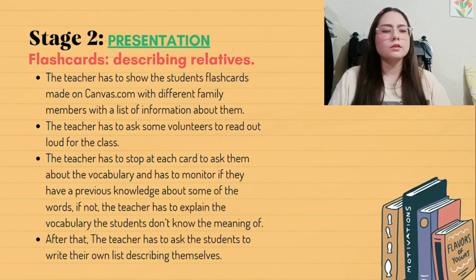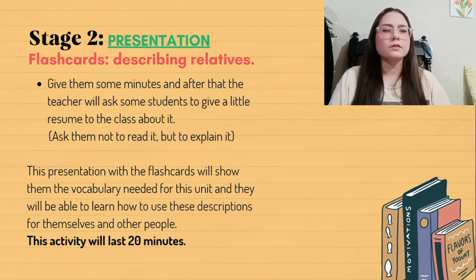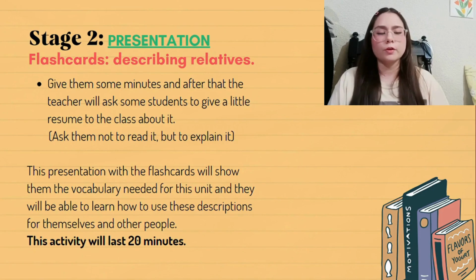And after that, the teacher has to ask the students to write their own list describing themselves. The teacher has to give them some minutes, and after that, the teacher will ask some students to give a little resume to the class about it. Ask them not to read it, but to explain it. This presentation with the flashcards will show them the vocabulary needed for this unit, and they will be able to learn how to use these descriptions for themselves and for other people. This activity will last 20 minutes.